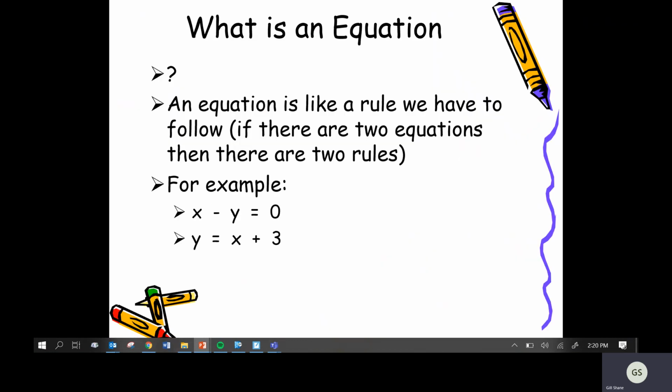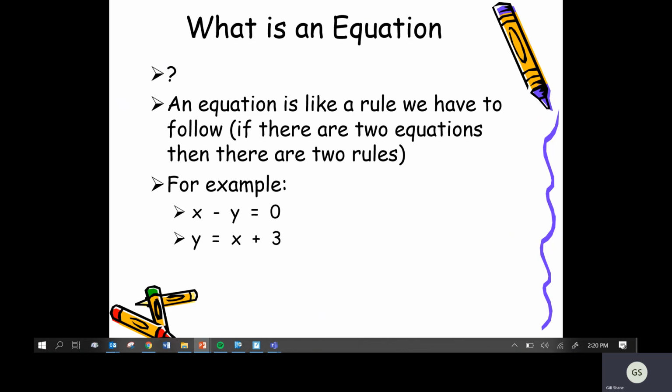first of all, what is an equation? We've worked with equations already, but I'm not sure we've really talked a lot about what an equation is. An equation is like a rule that has to be followed. And remember, we talked about equations being kind of like a scale, or maybe even like a seesaw, if you remember a seesaw when you were kids.